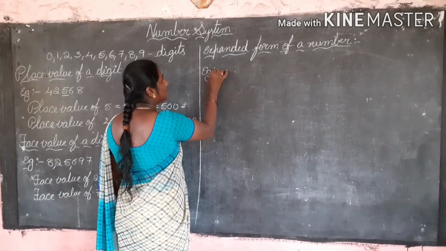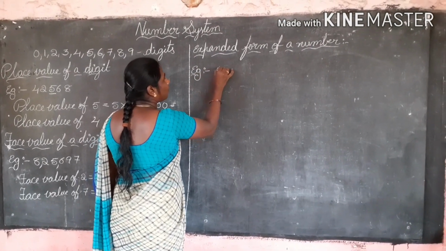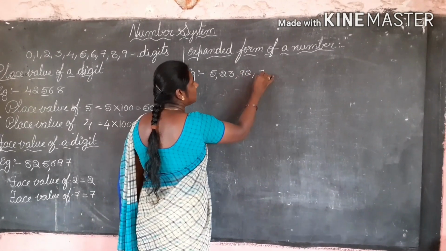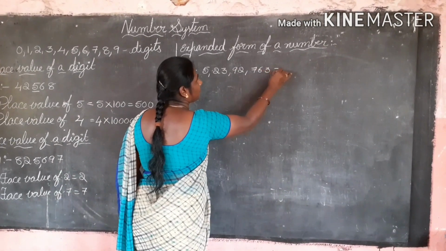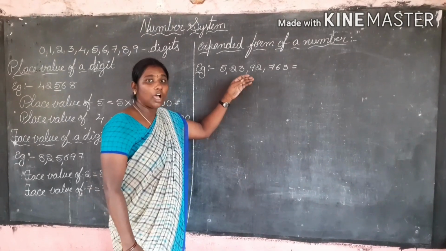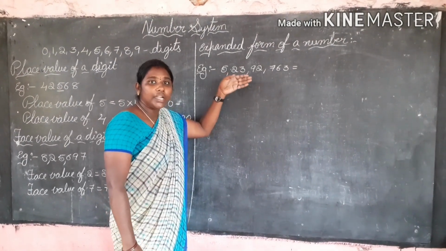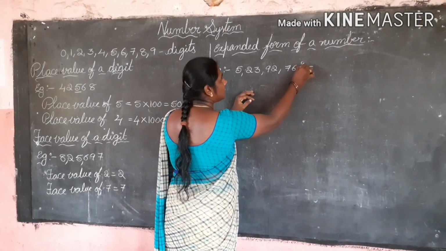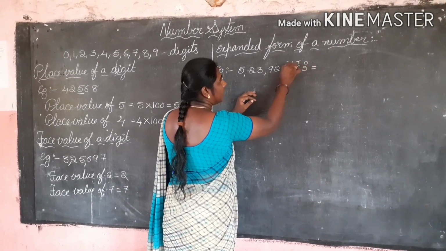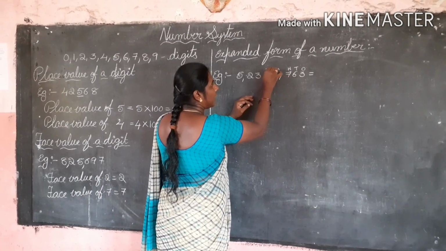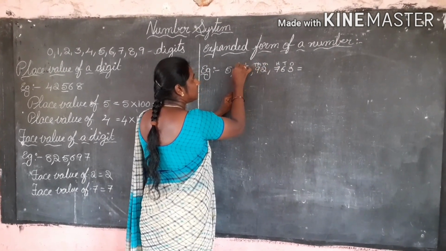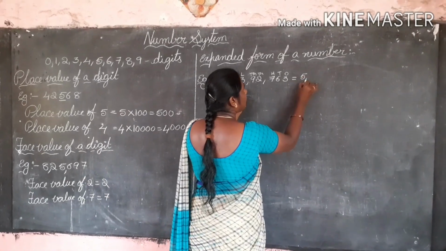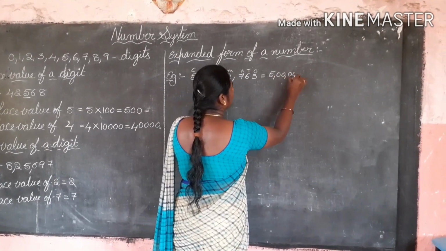Example, suppose 5 crore 23 lakh 92,763. We have to expand this number. How do we expand this number? According to its places, the sum of its places. Here it is ones, tens, hundreds, thousands, 10,000s, lakhs, 10 lakhs, crores. Now 5 is in the crores place, 5 crore.